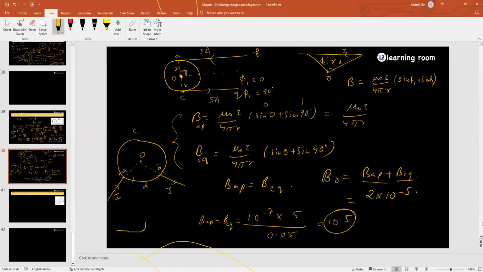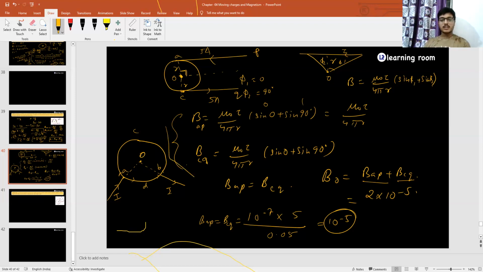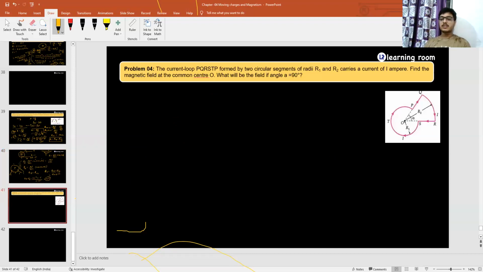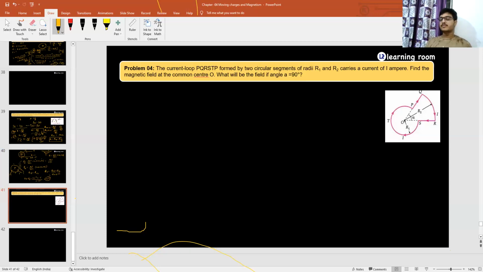So you have to calculate the magnetic field at this point too. This is a good question. It is a HOTS kind of question. You may solve this as homework. And one more thing, you can take a screenshot of this particular question for homework. Taken?